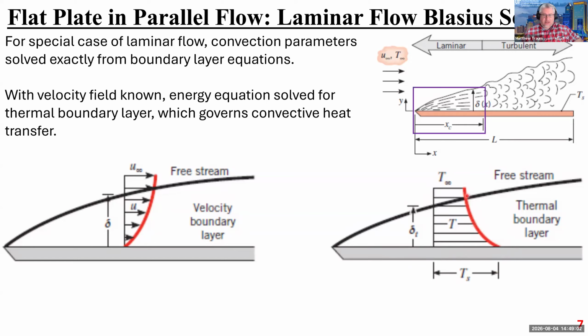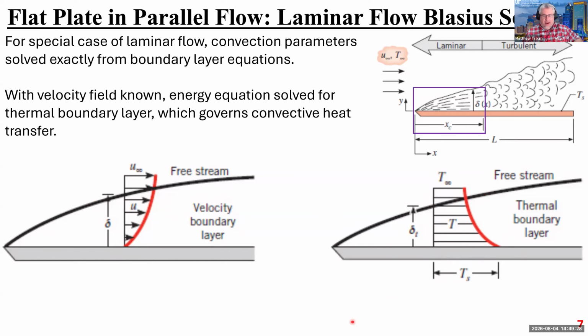And then once I reach the spot where the temperature is 99% of the free stream temperature, that is the edge of the thermal boundary layer. So these two ideas are analogous. This one, the velocity boundary layer, has to do with momentum transfer, and this one, the thermal boundary layer, has to do with energy, heat transfer, from the heated plate out into the free stream.